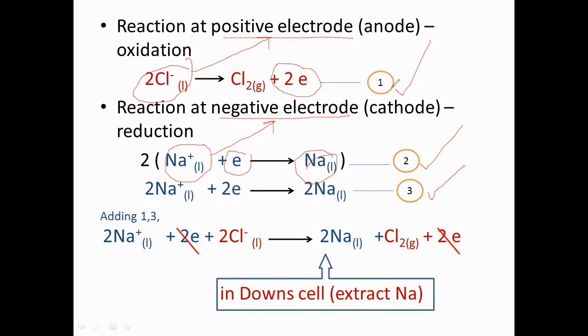By adding the first and third reactions, you get the whole ionic reaction, and you simplify it by cancelling the electrons. This happens in the Downs cell to extract sodium.